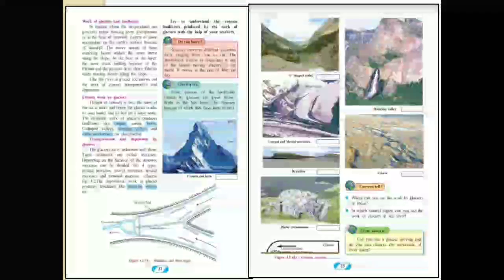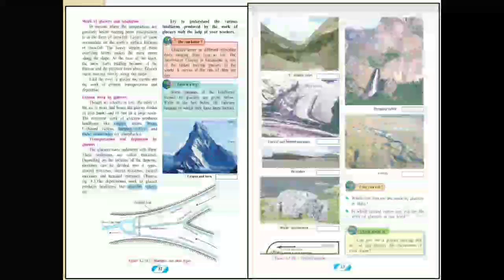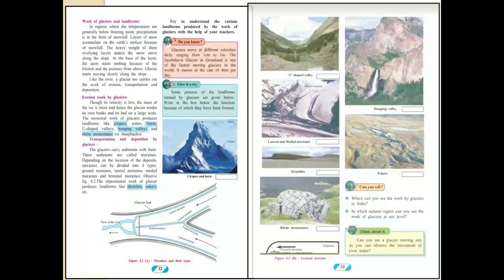Here is textbook page number 32 and 33. Read this. Here you are going to learn work of glaciers and landforms, erosional work by glaciers, transportation and deposition by glaciers.